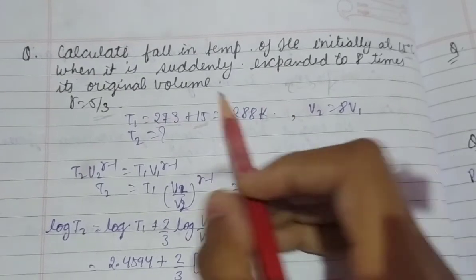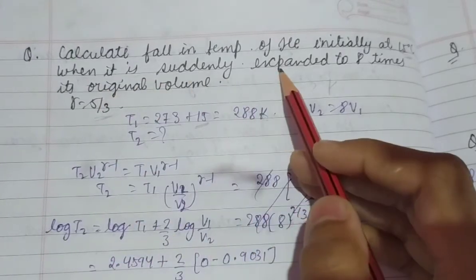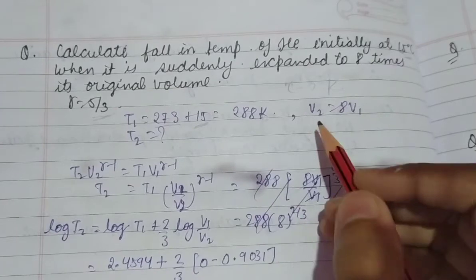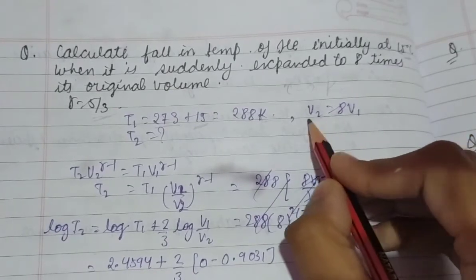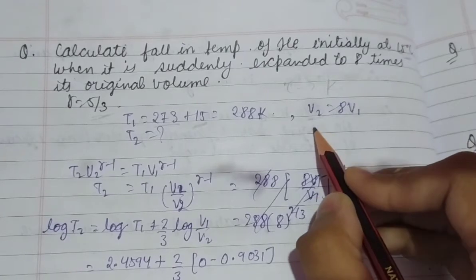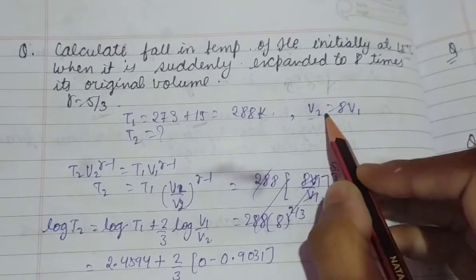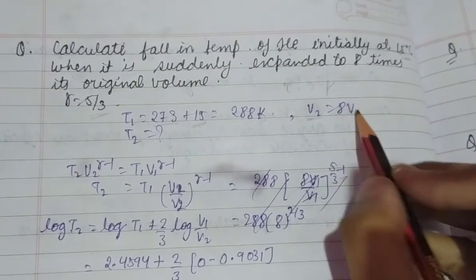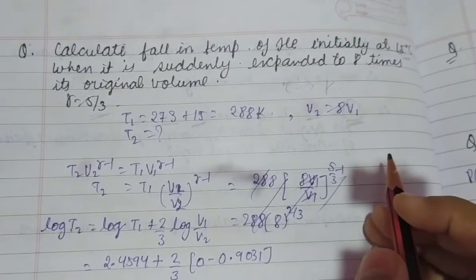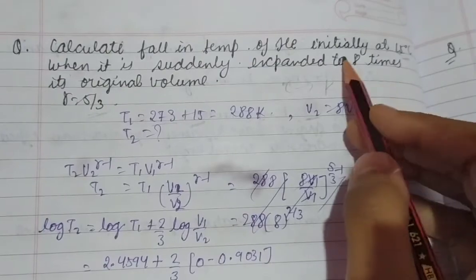What else is given? That the volume suddenly expands to 8 times of its initial volume, or its original volume. So that means the final volume, here used as V2, is given to us as 8 times of its initial volume, and the initial volume is considered as V1. Okay, so here we can see there is change in temperature.